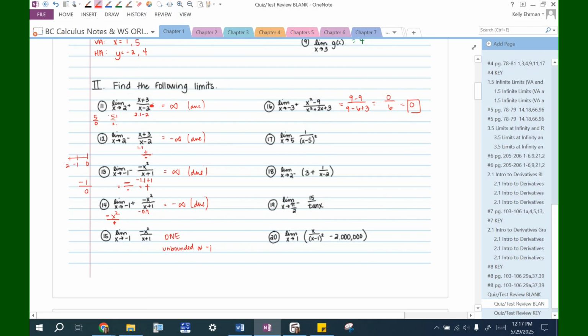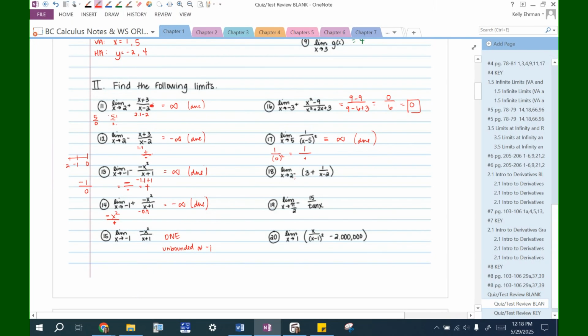If I plug in 5, I get 1 over 0 squared. Now, this is squared, so this is 1 over an always tiny positive. So on either side of 5 this will be a limit where the graph approaches infinity. And again, that limit does not exist.